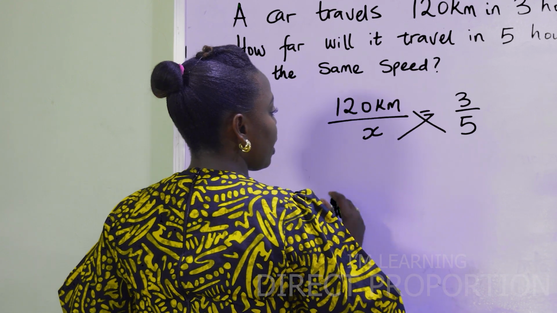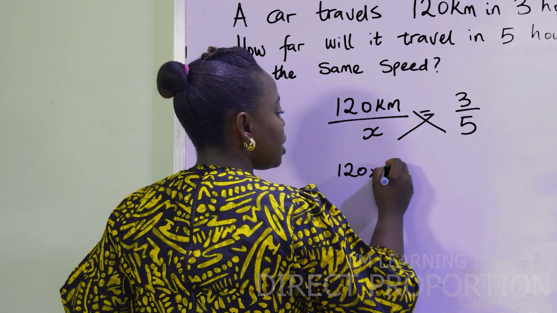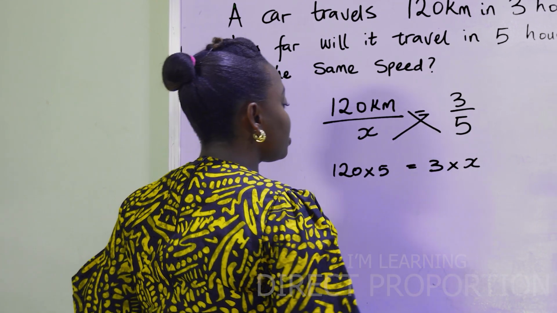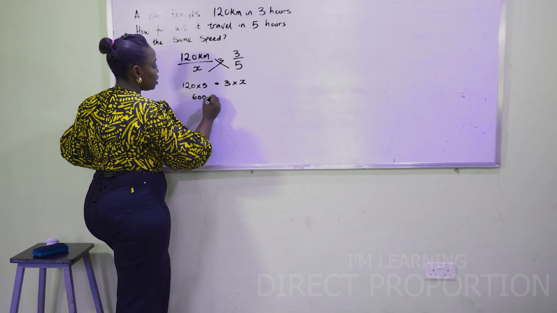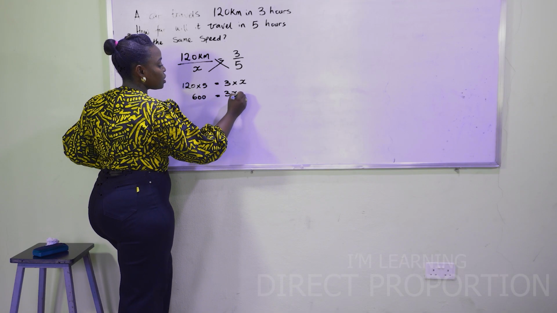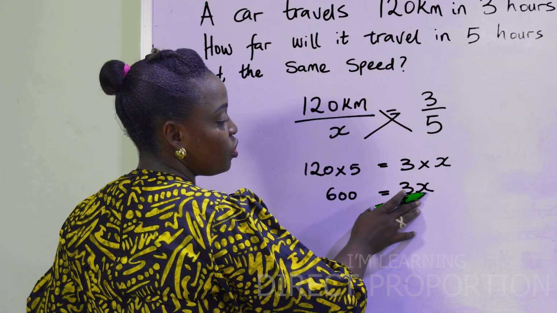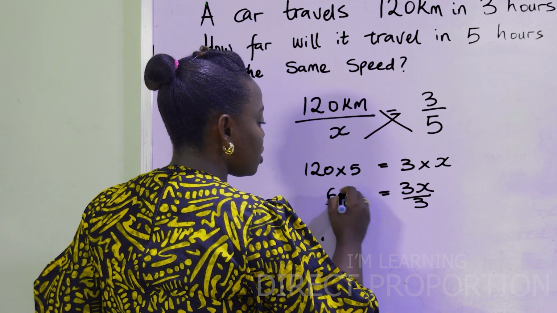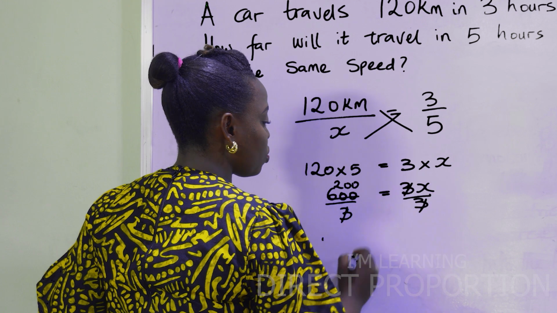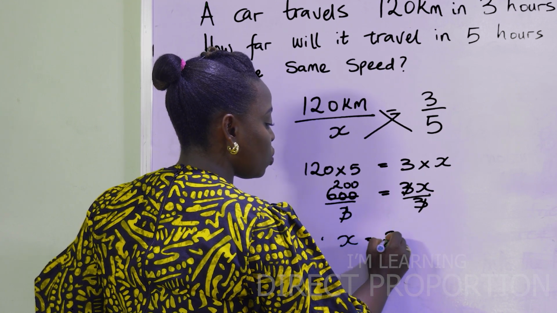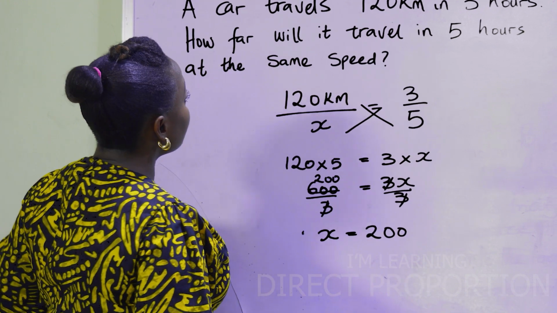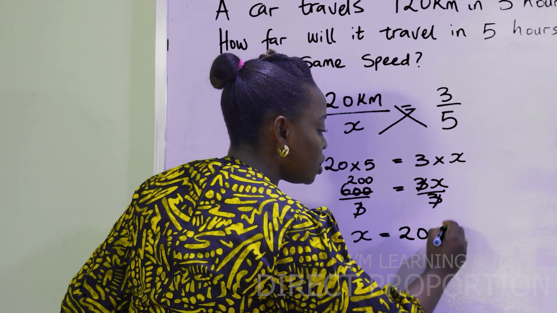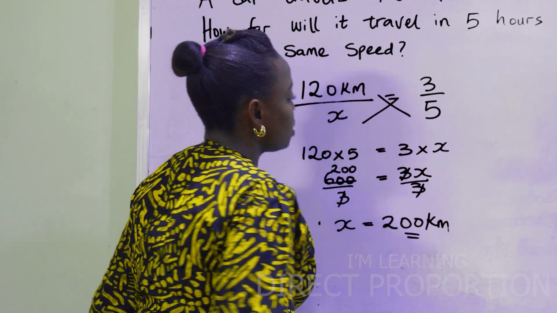So by the time you cross multiply, you have that 120 times 5 is equal to 3 times x. 120 times 5 is 600, which is equal to 3x. Now remember, I want to find out what the value of x is. So I'm going to divide both sides by 3. When I do that, this is 200. This 3 will cross out this 3. So my x is going to be equal to 200. That means that in 5 hours, my car is going to have traveled 200 kilometers.